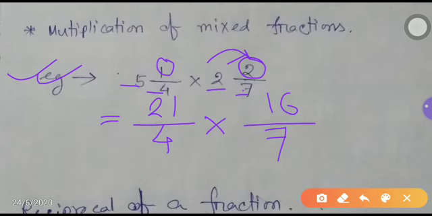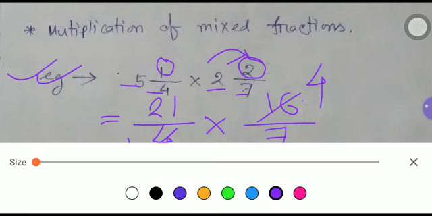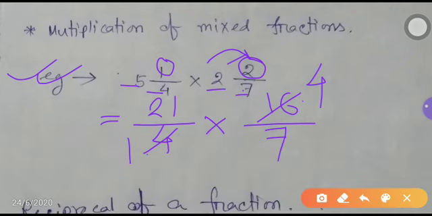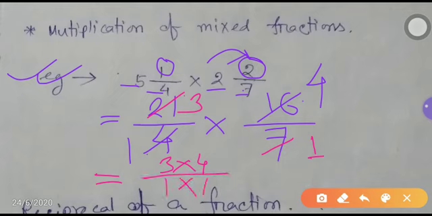Now next step, we have to cancel out by the common factor. You see here 4 and 16 have a common factor: by 4, 4 ones are 4 and 4 fours are 16. And again this 21 and 7 you see: by 7, this one 7 ones are 7, and this one, 7 threes are 21. Again, no common factor is there. That means ultimately numerator 3 into 4, denominator 1 into 1, equal to 12 by 1, ultimately equal to what?